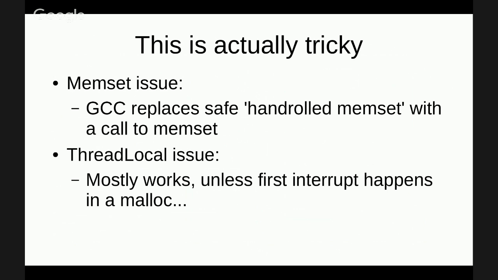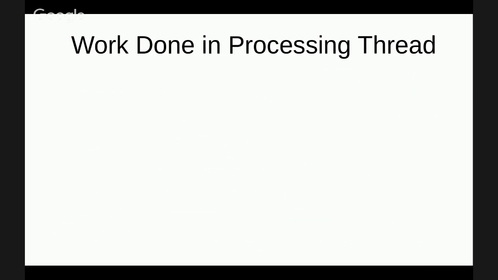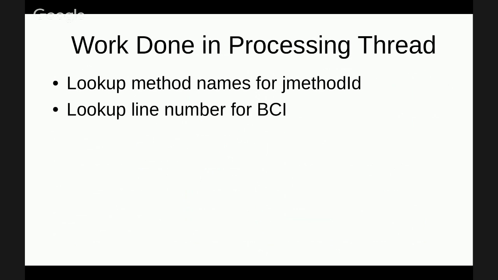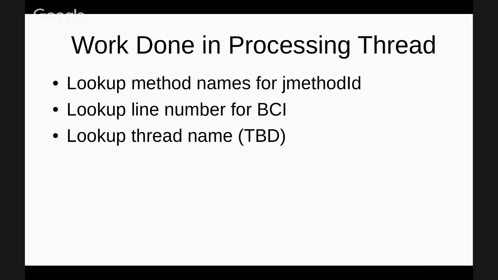So there's bits and pieces there that are quite sharp and unpleasant, which is why we do most of the work in the processing thread. We look up method names for the jmethodID and the class name and the file name and all that. We look up the line number for the BCI, much like hprof does. We mean to look up the thread name, but we haven't gotten around to it, so your contribution is most welcome. And we log to the output file because, like I said, that's not really allowed in the handler.